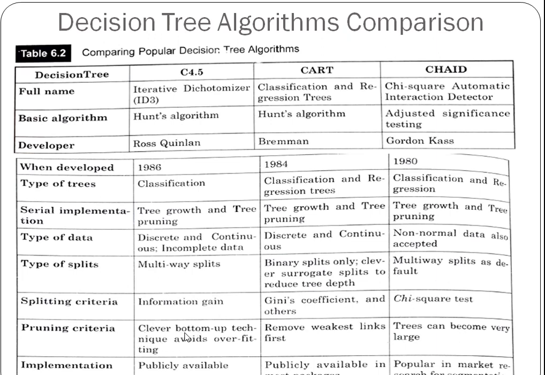Pruning criteria. Clever bottom-up technique avoids overfitting. Remove weakest links first. So pruning means we will not allow the tree to grow. So we use some pruning. Pruning is like cutting the tree. So these are the different techniques that are used. Here it removes the weakest link. Trees can become very large. So here the pruning is not implemented. Implementation publicly available, most packages popular in the market, research for segmentation. So these two seem to be the open source packages.